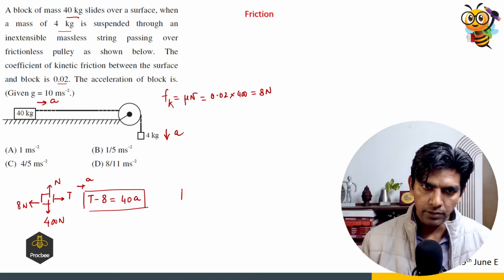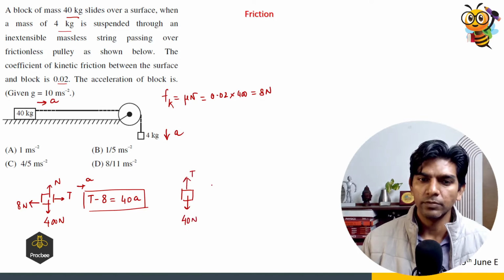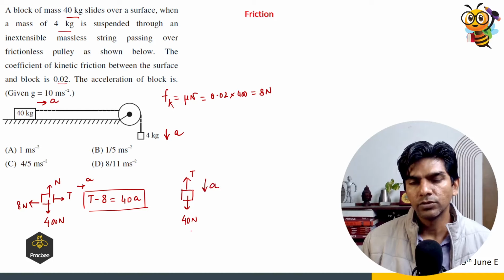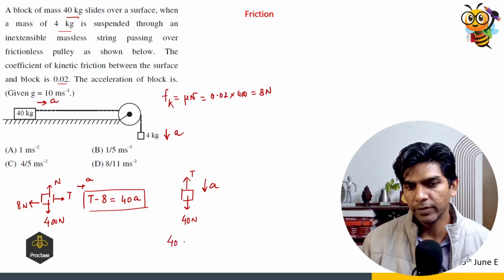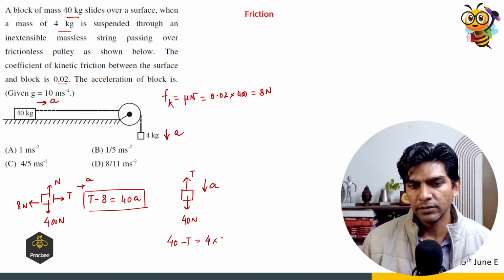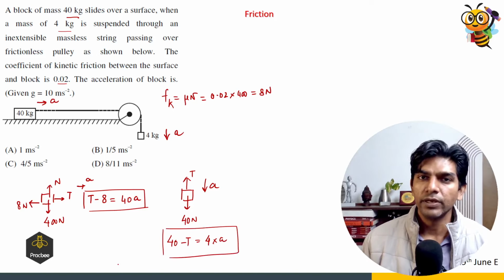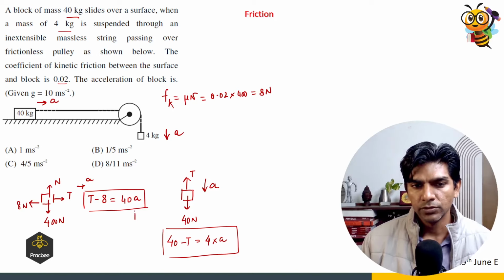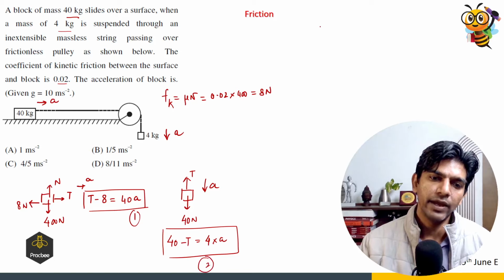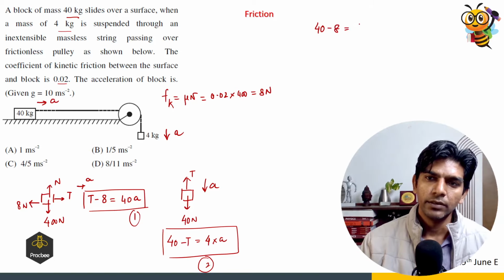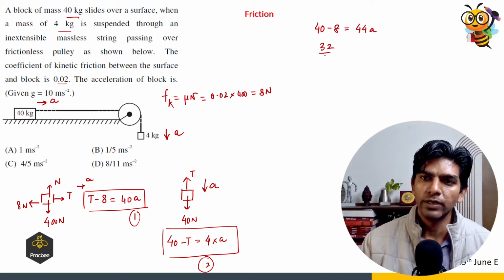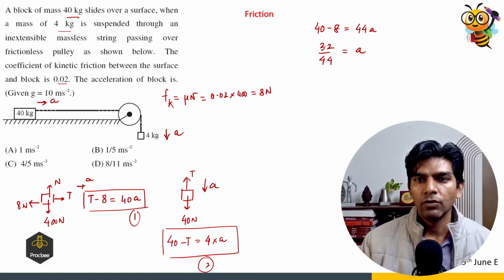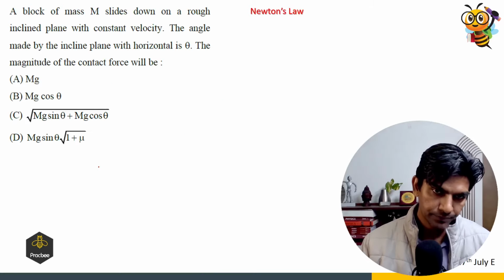Now if I draw the free body diagram of 4 kg, the gravitational force is in the downward direction, which is 40 Newton. Tension force is in the upward direction, and it is accelerating in the downward direction. So if I apply Newton's second law in the downward direction, 40 minus T is the net force. Mass is 4, acceleration is a. Now we have the second equation. Now we have a pair of linear equations in two variables, so we can eliminate tension and find the acceleration. Let us add these two equations. When we add them, we get 40 minus 8 equals 44a. So it comes out to be 32 by 44, or I can write this as 8 by 11. So 8 by 11 is the answer. So option D is the right answer.